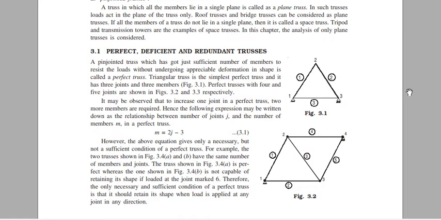However, the above equation gives only a necessary, but not a sufficient condition of a perfect truss. For example, the truss in Fig 3.4 B is not retaining its shape if loaded at the joint marked 6. Therefore, the only necessary and sufficient condition of a perfect truss is that it should retain its shape when load is applied at any joint in any direction.